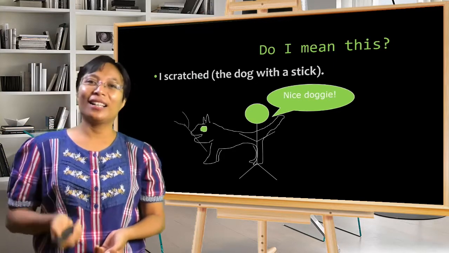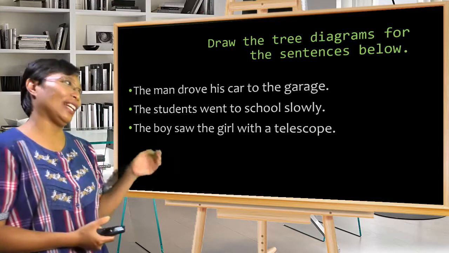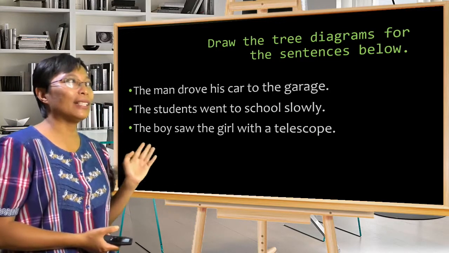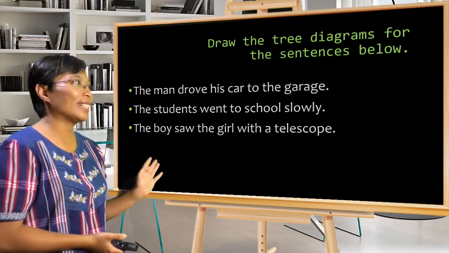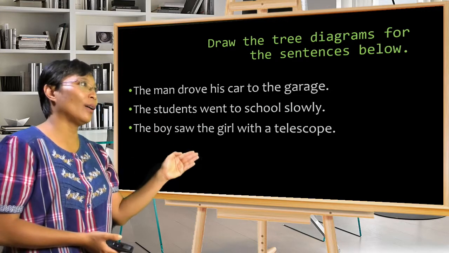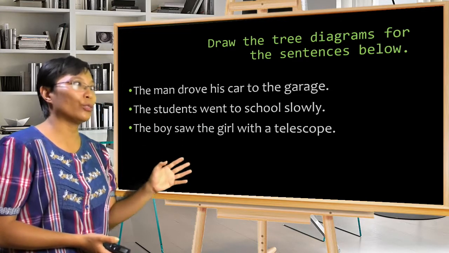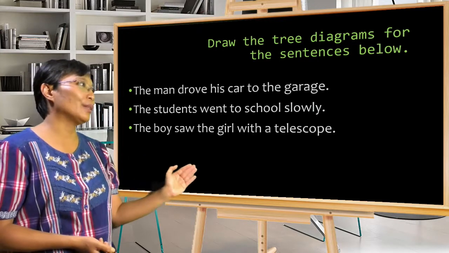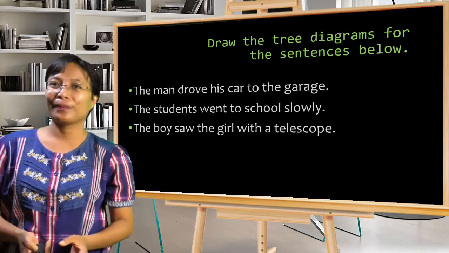Now, this is your task. What I want you to do is to describe the three diagrams for the sentences below. The man drove his car to the garage, the students went to school slowly, and the boy saw the girl with a telescope.